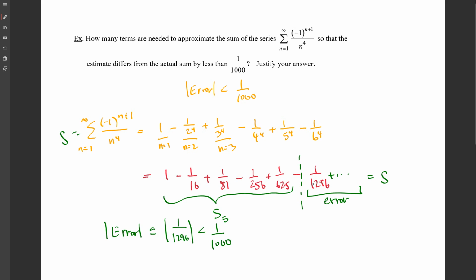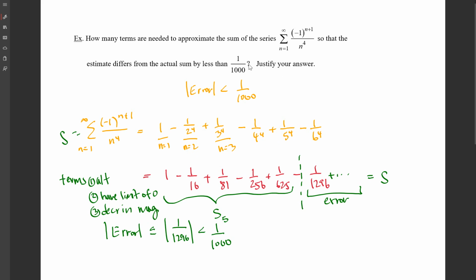And this is only true, I need to write this down, if the terms, one, alternate, two, have a limit of 0, and three, decrease in magnitude. I should make sure that that happens before I even use this error bound formula. So do my terms alternate? Yes, they do, because of this negative 1 to the n plus 1. Do my terms have a limit of 0? Yes, they're getting smaller and smaller. Do my terms decrease in magnitude? Yes, if I took the absolute value of these numbers, they are getting smaller and smaller.